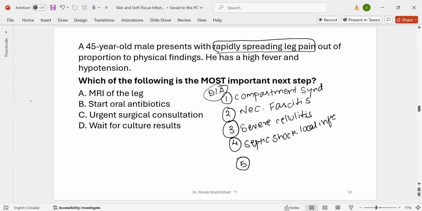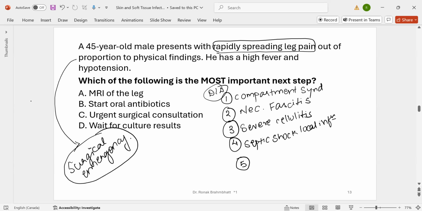But what is step number one over here? This is called a surgical emergency. What do we do in a surgical emergency? What is the most important step for us in a surgical emergency? The most important step is to get the surgeon. That is the most important step for us, right?